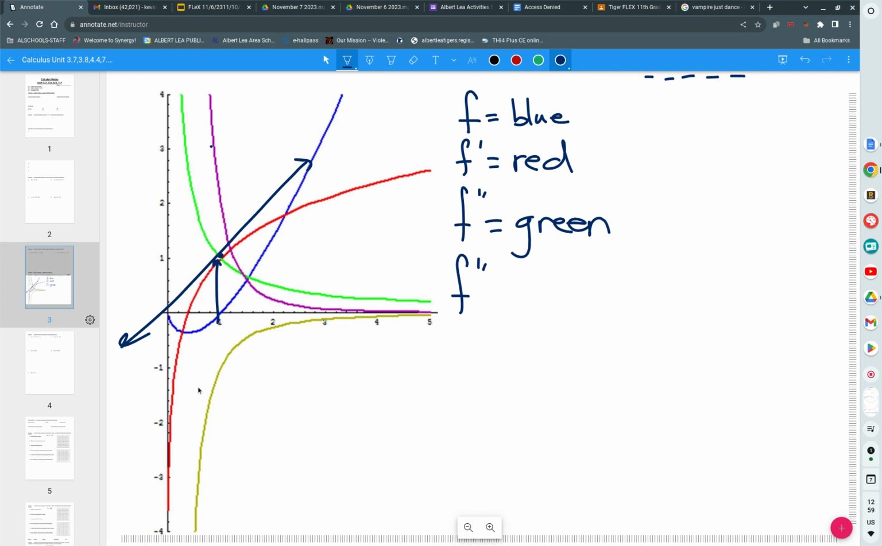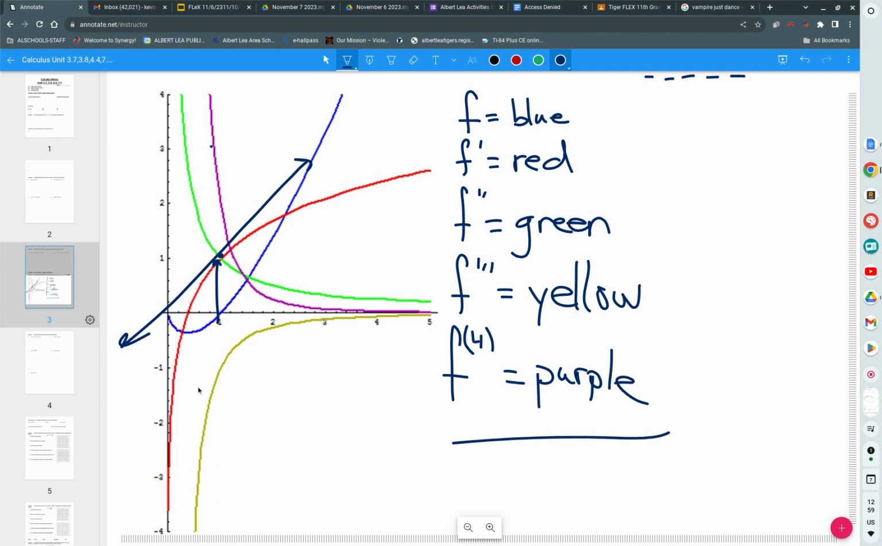What is then the derivative of the green function? Because it's always negative, so it sits below the x-axis. We have yellow. And finally, the fourth derivative. We only put 3 tick marks up there before we get to this. Obviously, the last one's going to be purple. Okay? And there you have it.